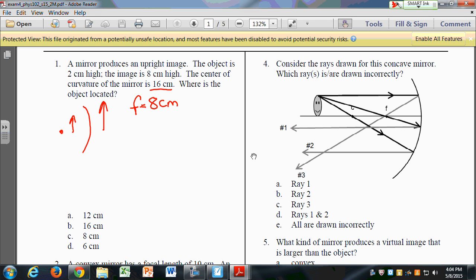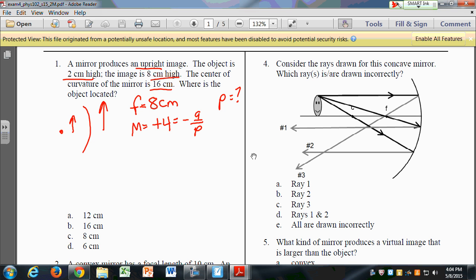I know that my magnification is equal to positive 4, 8 over 2, and it's upright. That's where I get that. The image height, 8 centimeters, over the object height, 2 centimeters, gives me 4. And this is further equal to negative q over p. And then I want to know where the object is located, so I want to know what p is equal to.